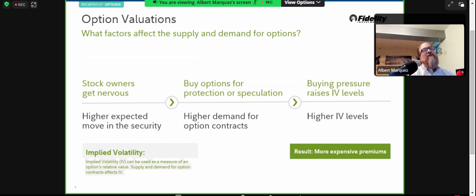So let's think about it from a supply and demand standpoint. We've got stock owners get nervous, they buy, and so therefore we've got a higher expected move in the security. From that, we buy options for protection or even for speculation, right?